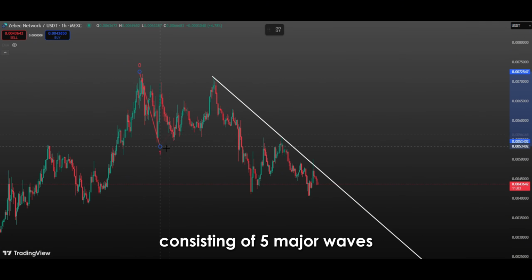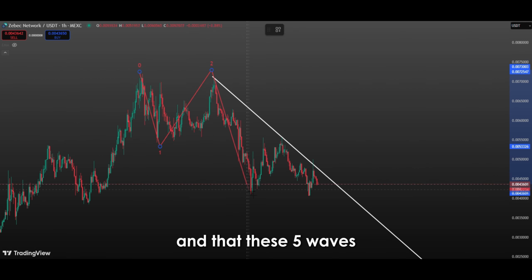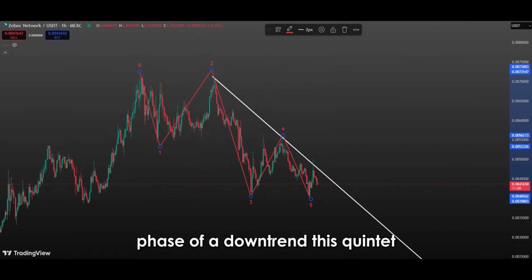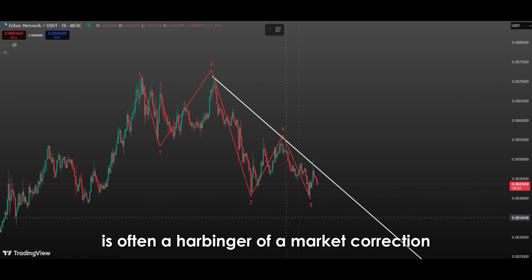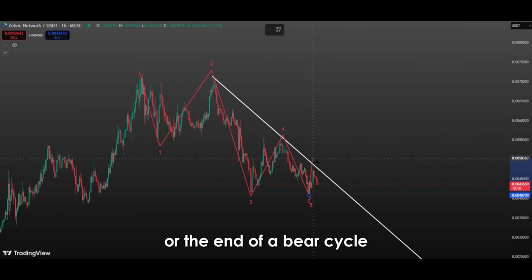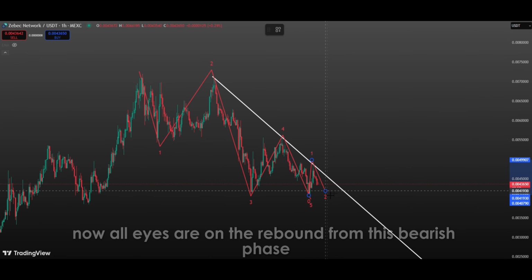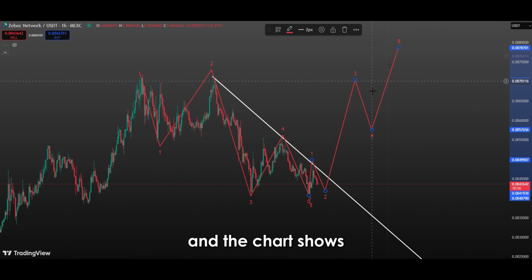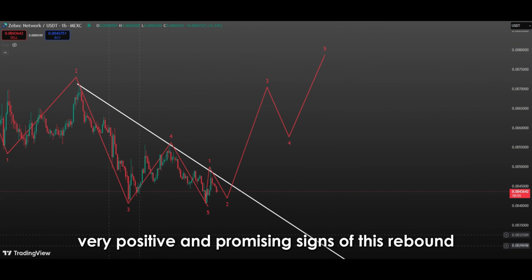and that these 5 waves typically represent the termination phase of a downtrend. This quintet bearish structure is often a harbinger of a market correction or the end of a bear cycle on a macro scale. Now, all eyes are on the rebound from this bearish phase, and the chart shows very positive and promising signs of this rebound.